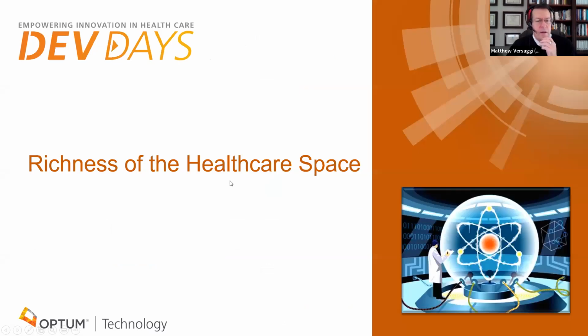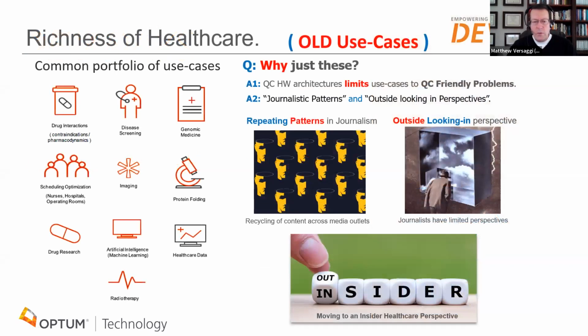So the richness of the healthcare space. We talked about why we think that quantum is important. Here's why healthcare is so rich. In my opinion, defense and healthcare are the two richest spaces for AI as well as quantum. And so you see the standard doppelgangers here that you always hear about in this space: genomics, disease screening, drug interactions, all that kind of stuff. That's an outsider, journalistic-looking perspective. We want to show you an inside-out perspective and show you how rich it is.